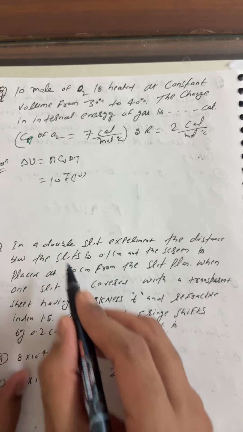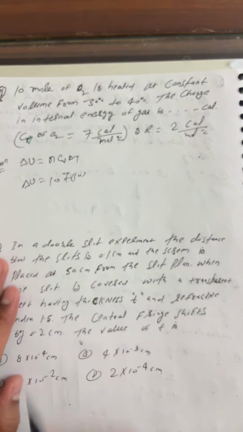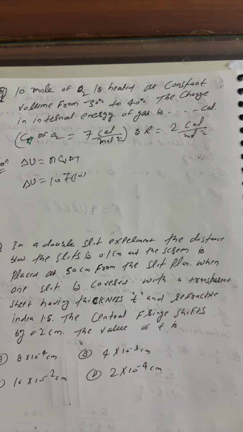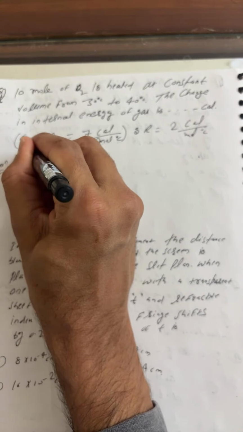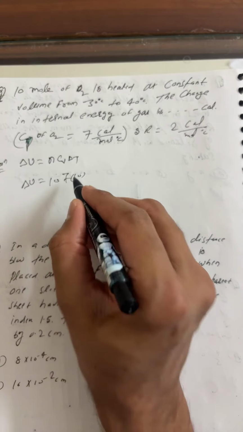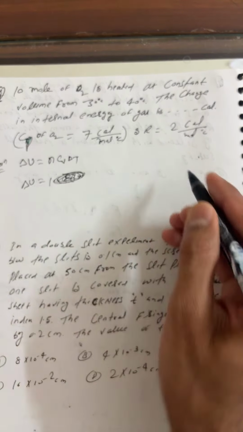Further solve it, we'll get the answer. Change in potential, change in what? Internal energy, right? We'll get what? Here only CP is mentioned. Then how can we get CP? This is wrong here, this is not correct.